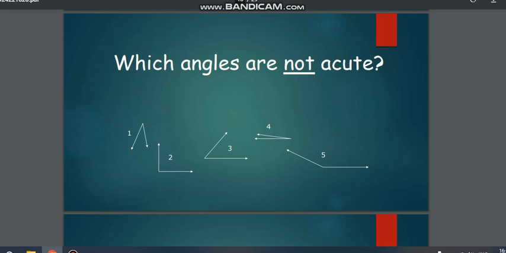Which angles are not acute? We have 5 pictures, so the second angle is not acute. Also, the last one, the 5th angle, is also not acute. So 1, 3, and 4 are all acute angles.